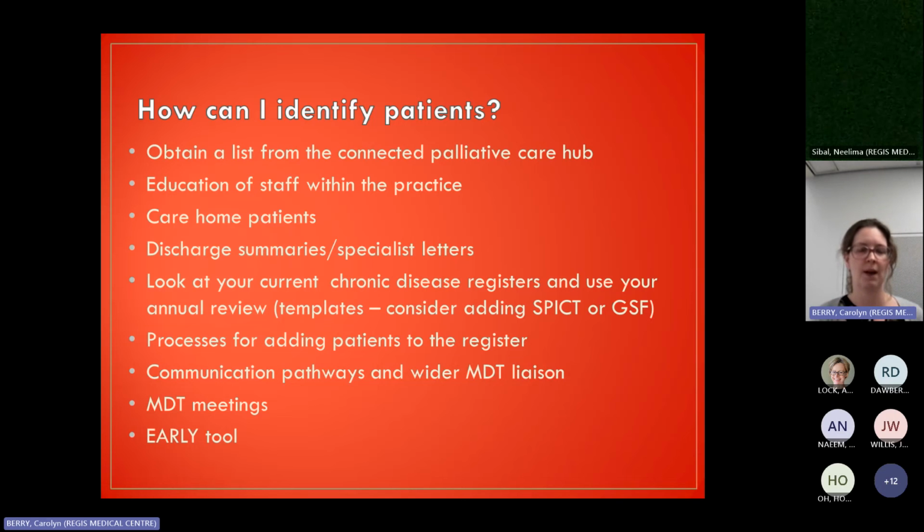So we've got a template set up now on System 1, which codes the patient as palliative, and we can send a task to our admin team to add that patient to the register. And similarly, you need to think about what happens when the patient dies and who's removing them from the register as well.